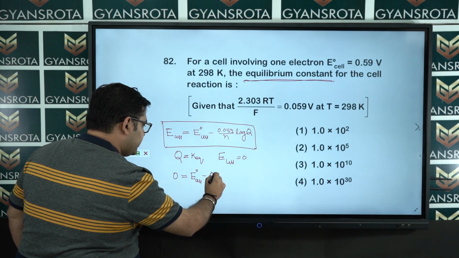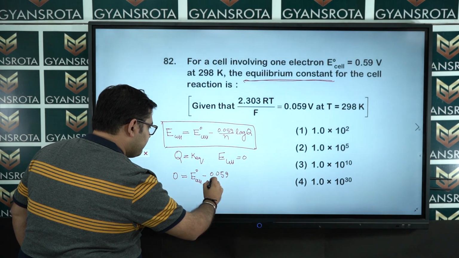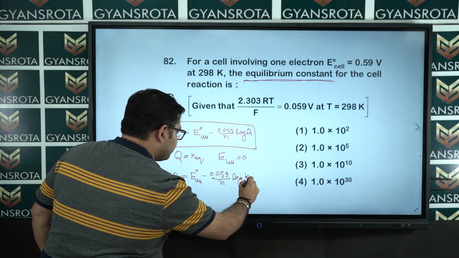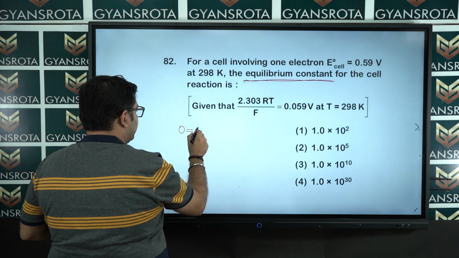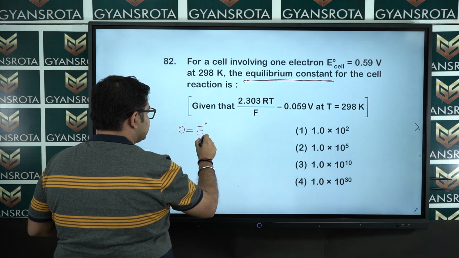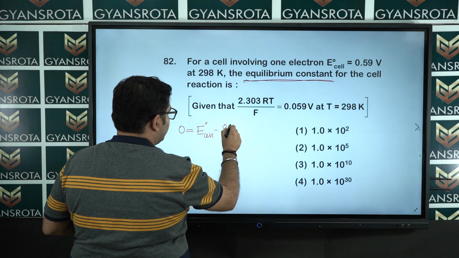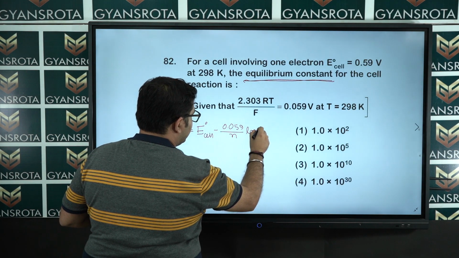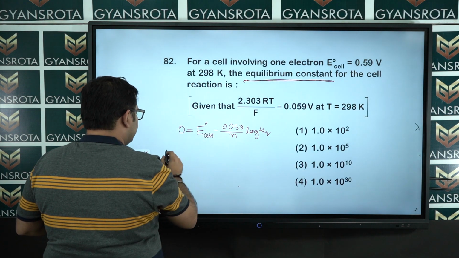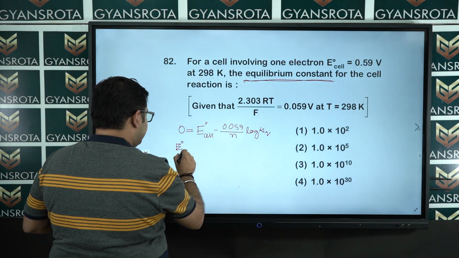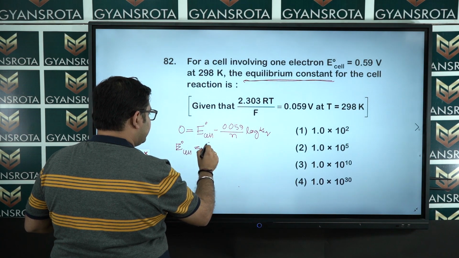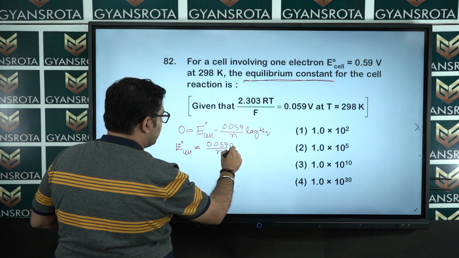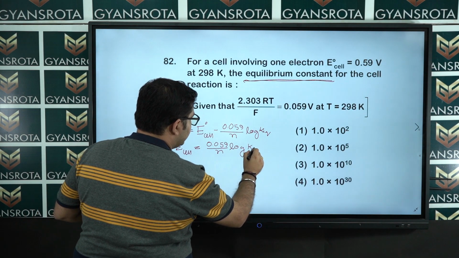So, now if I am putting this 0 here, and going for the remaining equation, E naught cell minus 0.059 by n log of K equilibrium. So, 0 is equal to E naught cell minus 0.059 by n log of K equilibrium. Now, E naught cell is going on that side. So, we have to leave it as 0.059 by n and log of K equilibrium.